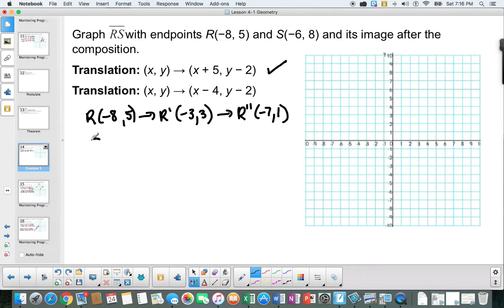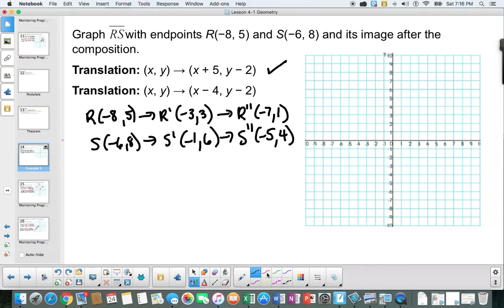I'm going to do the same thing with S. It'll be negative 6, 8, S prime. I'm going to add 5 to my x, that'll be negative 1. I'm going to subtract 2 from my y, that'll be 6. So that's my first translation. Now I'm going to go to this next translation. I'm going to take the negative 1, subtract 4, that's negative 5. And then I'm going to take the y value here and subtract 2, and that'll be a 4.